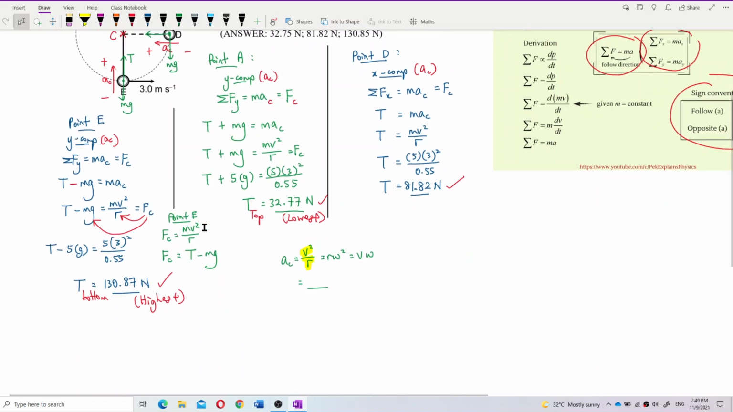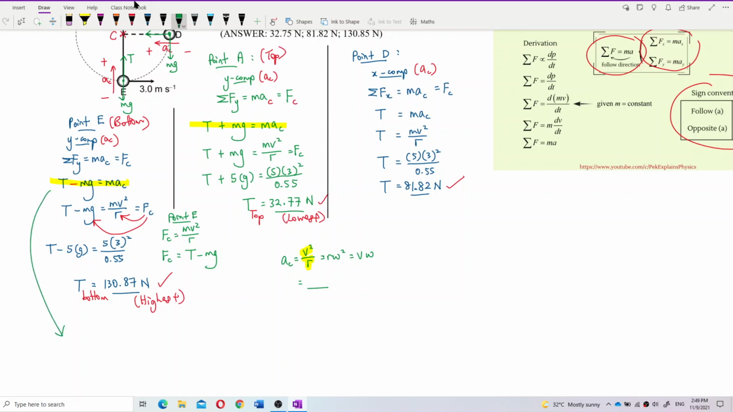If we look back to the formula here, I just want to label first. This one is at the top position and this one is at the bottom. So at the top here, tension is the lowest. At the bottom here, tension is the highest. So let's compare these two formulas. You will see the difference.